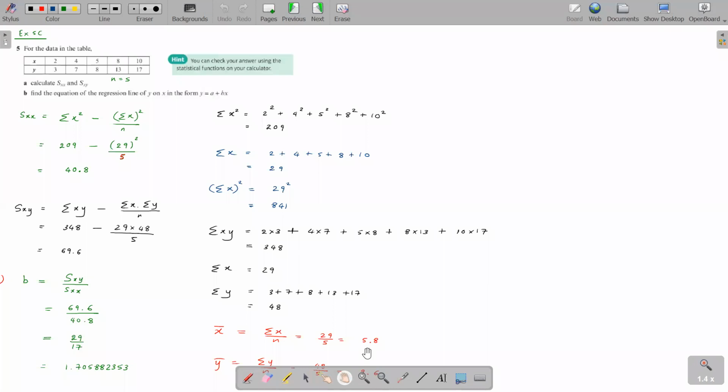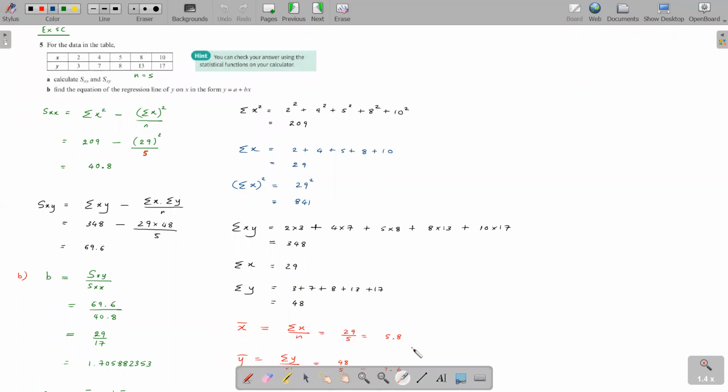Okay, guys. So before I move on to the next one, I want to show you something interesting here. Now, I told you that we were getting the sigma x square, sigma x, the sigma x y. So we were doing this all manually, right? Of course, in this table, there are only 5 data points.